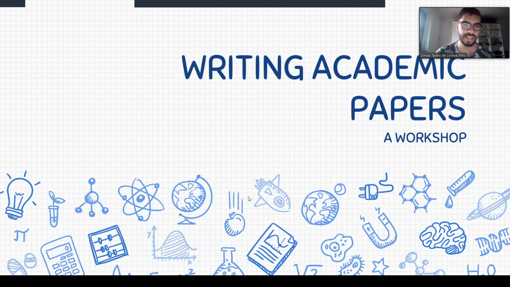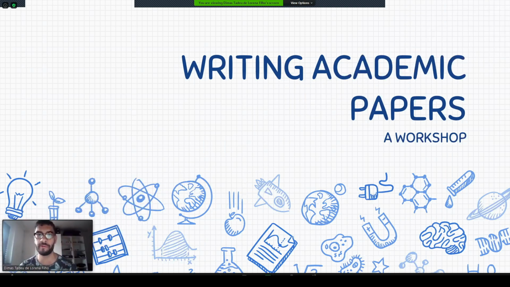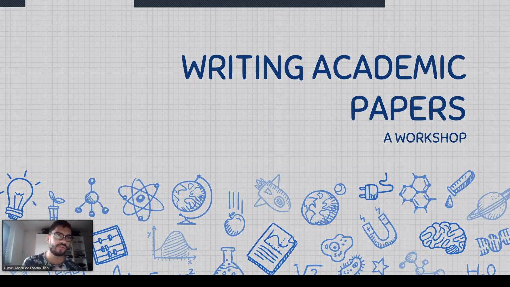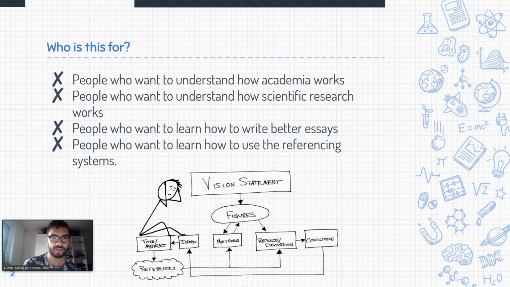So the idea when I prepared this short presentation was: who is this for? What are we going to talk about today? First, for people who want to understand how academia works, we're going to talk a little bit about it. People who want to understand how scientific research works, because that has a lot to do with essays and papers. Then people who want to learn how to write better essays, and that's more about the rules and techniques, which is actually the boring part, in my opinion. And people who want to learn how to use the referencing system, which is a little more specific about CGL. So here we go.